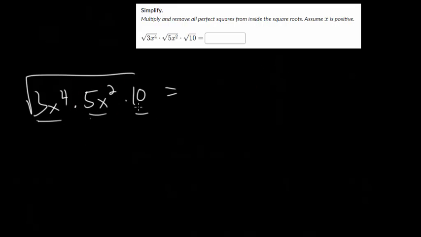And let's simplify, or just combine everything together, actually carry out this multiplication. So we get 3 times 5 times 10. So I'm dealing with the numbers first, and then I'll deal with the letters second. I deal with them separately since they're not necessarily related at this stage. So 3 times 5 is 15 times 10 gives us 150. And then x to the 4th times x squared would be x to the 6th.